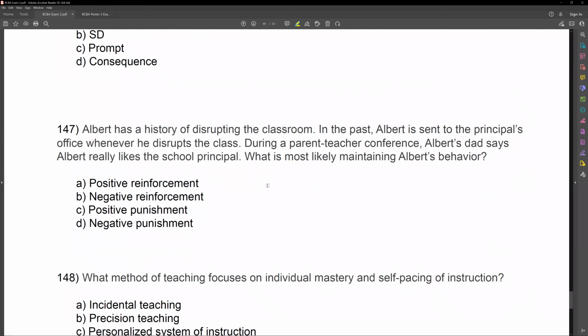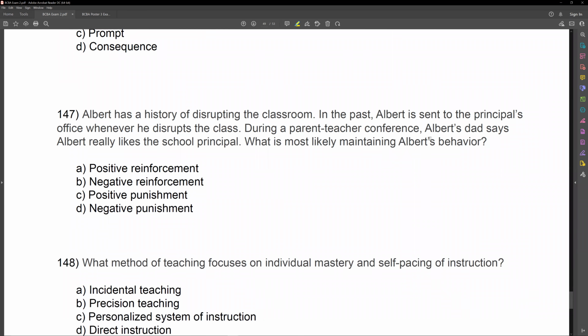147, Albert has a history of disrupting the classroom. In the past, Albert is sent to the principal's office whenever he disrupts the class. During a parent-teacher conference, Albert's dad says Albert really likes the school principal. What is most likely maintaining Albert's behavior? Tricky. Let's be very, very careful here.